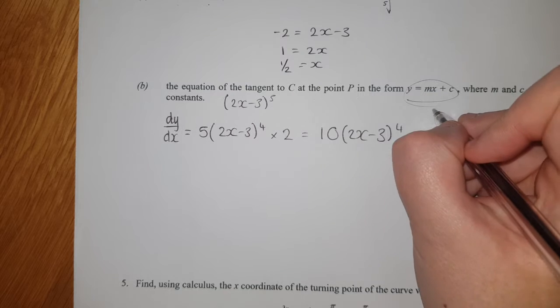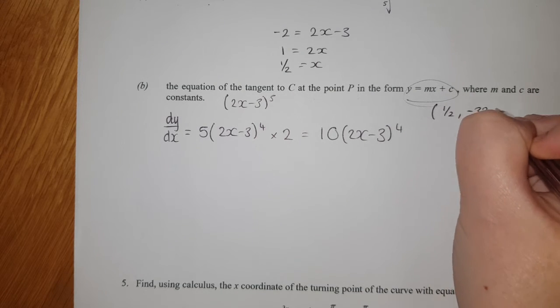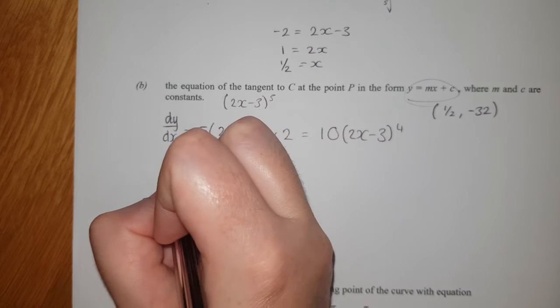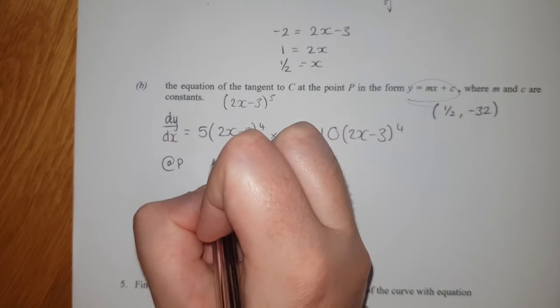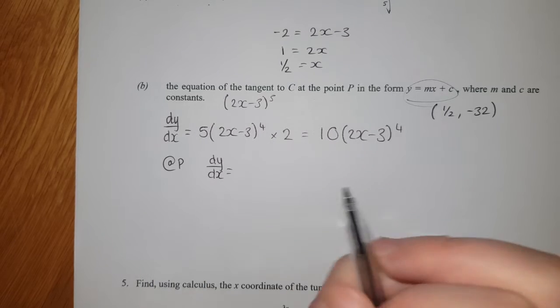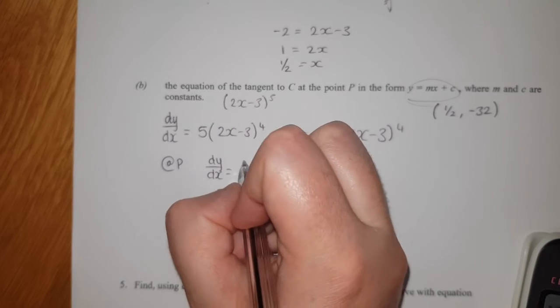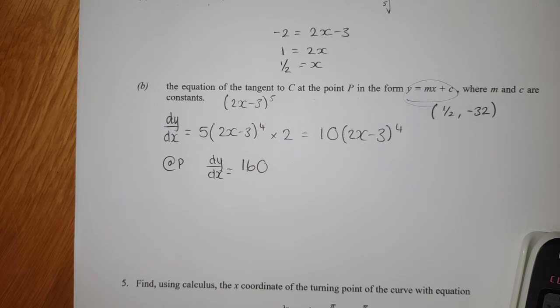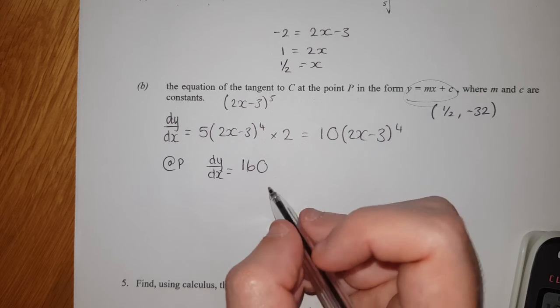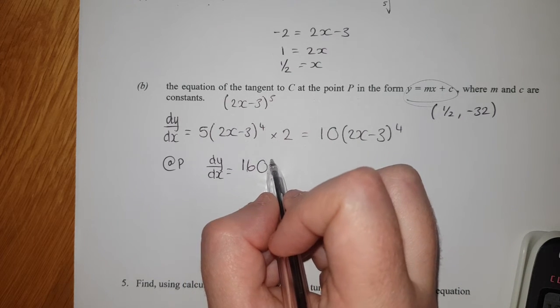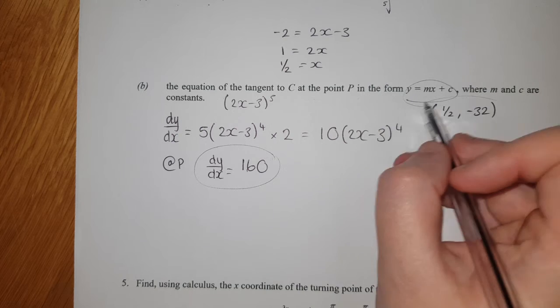I want this at the coordinate (a half, minus 32). In which case, at our point P, you get dy by dx equaling 10 lots of, 2 times a half is 1, minus 3 is minus 2, to the power of 4, which is going to give us 160. Okay, in which case we've got our gradient, a very odd looking gradient there, and our coordinate.